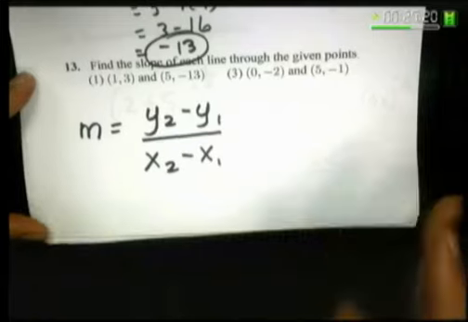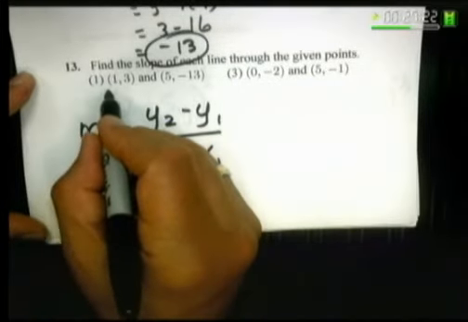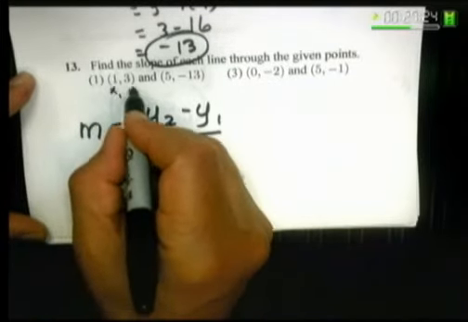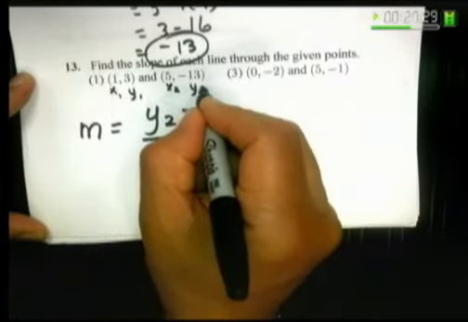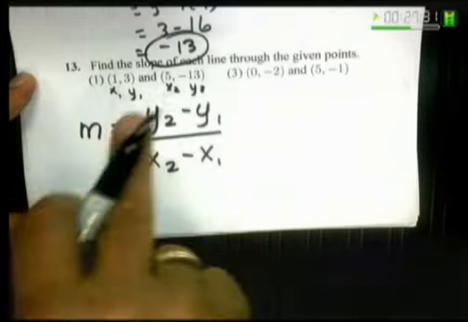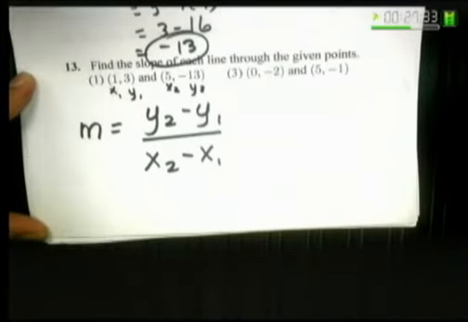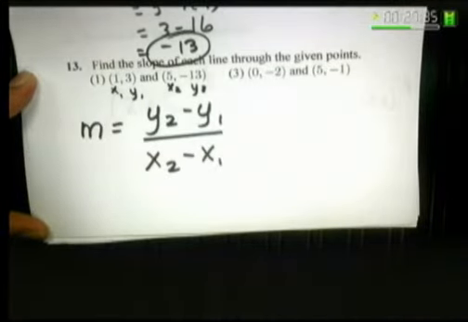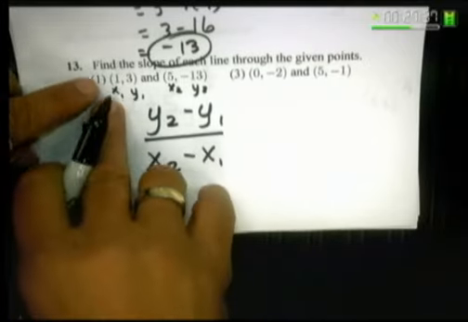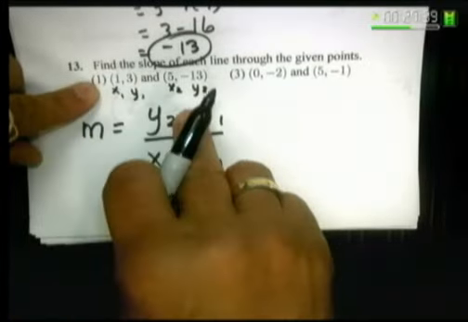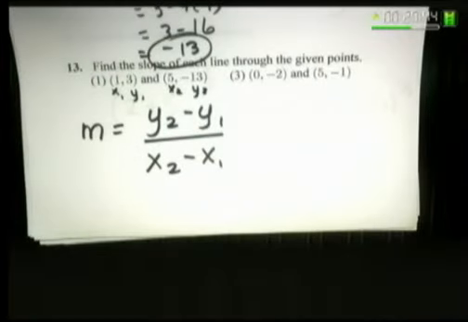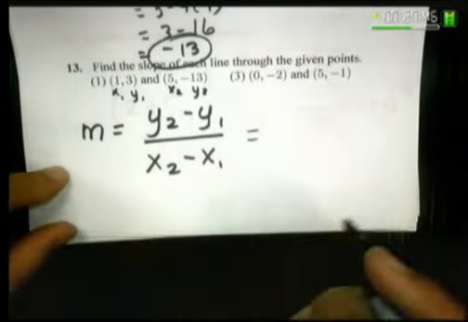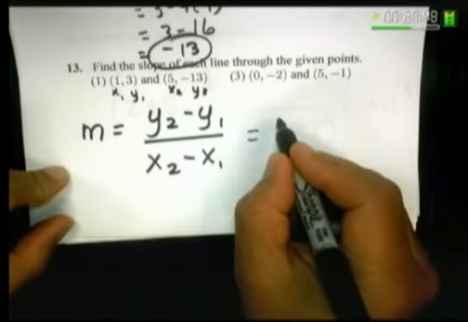Okay, so what do we do first? Label your points. So let's call this one X1, Y1. What do you want to call this one then? X2, Y2. Now can I change these? Can I call this one X2, Y2? It doesn't matter which one you label. You cannot say X1, Y2 and X2, Y1. You can't do that. But you can interchange those points. So let's plug these numbers in. Tell me what to write. I'll be quiet.